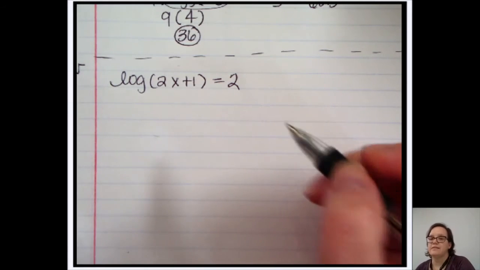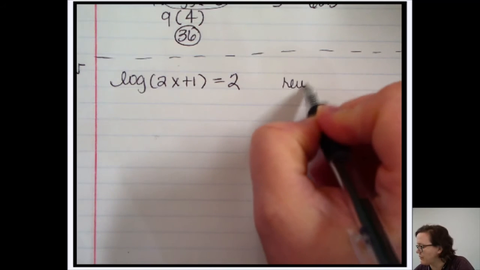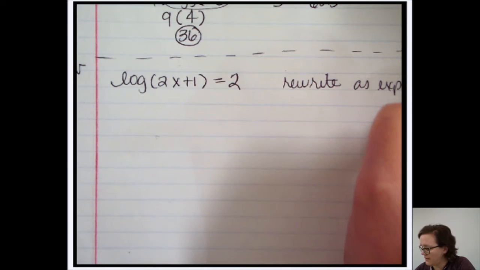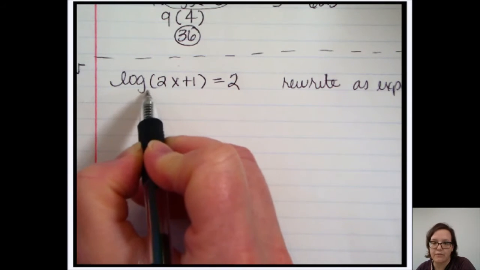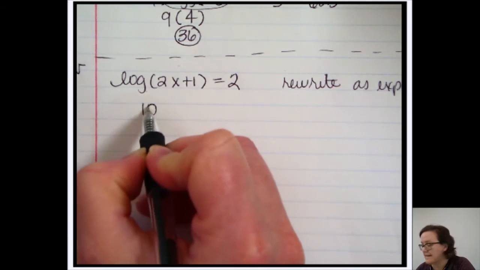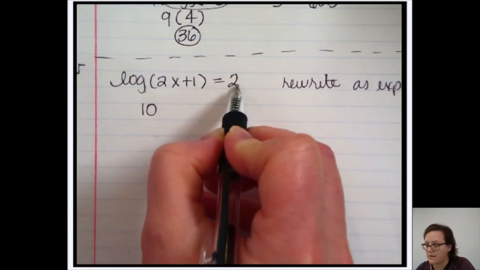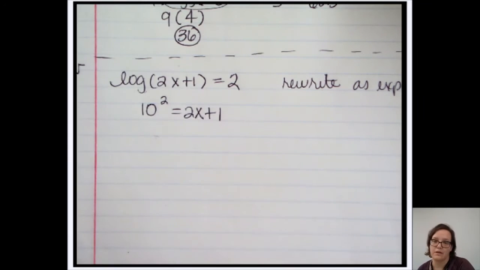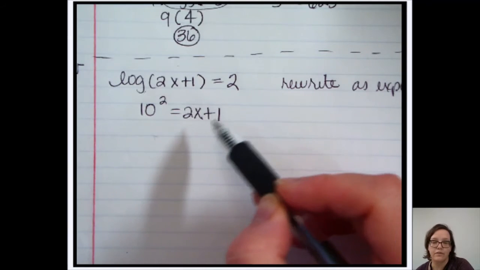In this case, we have one logarithm equal to a number. So what we wanted to do was rewrite it as an exponential. And to do that, we had to look at our base. Sometimes we have a number here, sometimes we don't. But when we don't, remember that that means 10. So we set this up now: 10 to the second power is equal to 2x plus 1. Now we have an equation that we can solve, hopefully.